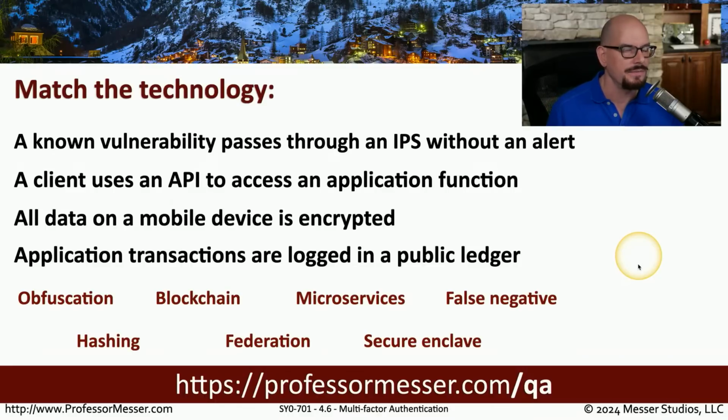Matching this technology, for those of you listening in again, the 4 different scenarios are: a known vulnerability passes through an IPS without an alert. A client uses an API to access an application function. All data on a mobile device is encrypted. And application transactions are logged in a public ledger. The technologies are obfuscation, hashing, blockchain, federation, microservices, secure enclave, and false negative. We have a number of them to choose from here. We have to match these together.